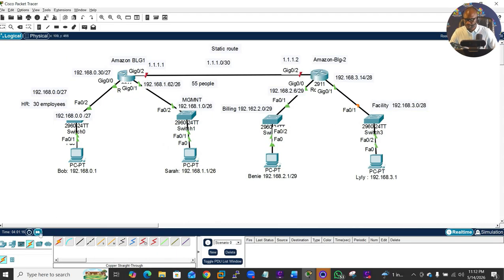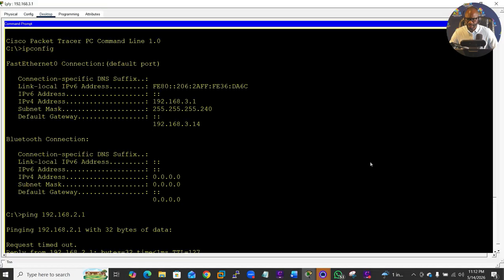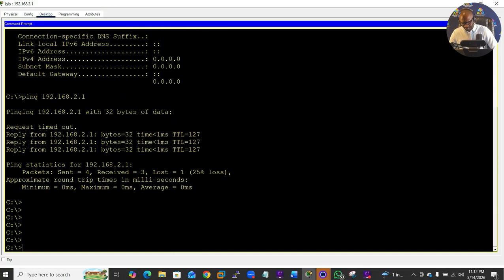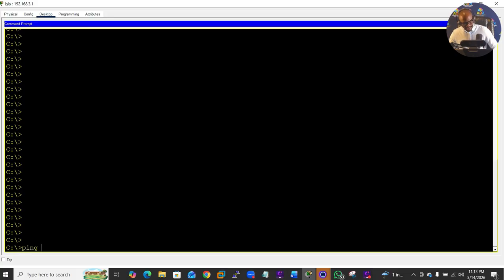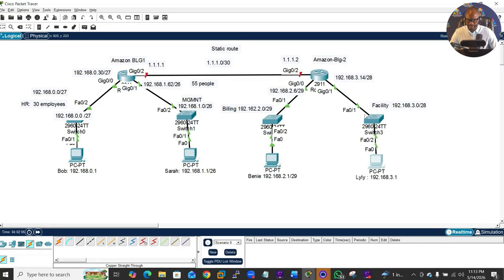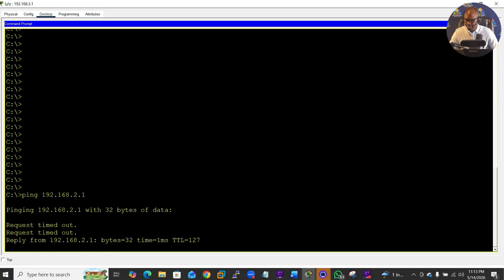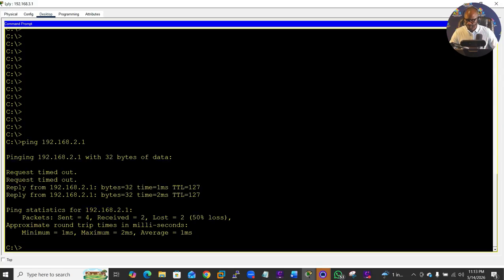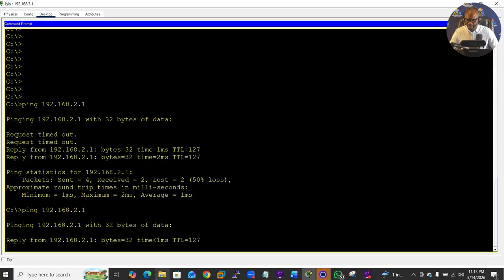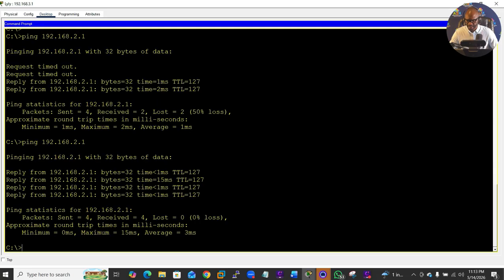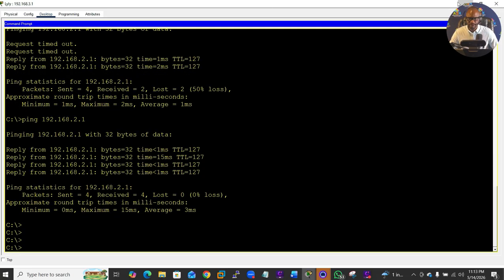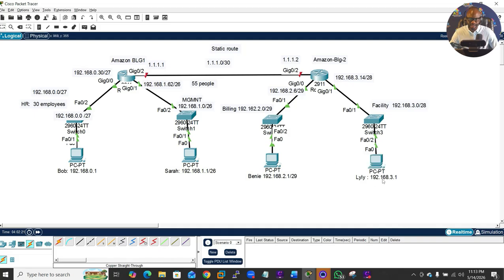Now we have building 2 set up, so we can test by doing a ping between Lily and Benny. So ping 192.168.2.1. Here we're trying to ping Benny from Lily's laptop. And let's see what happens. The first packet timed out. I think it's still processing. Then a second timeout, third success. Now, if we recall the previous command, we're going to get 100% success rate.